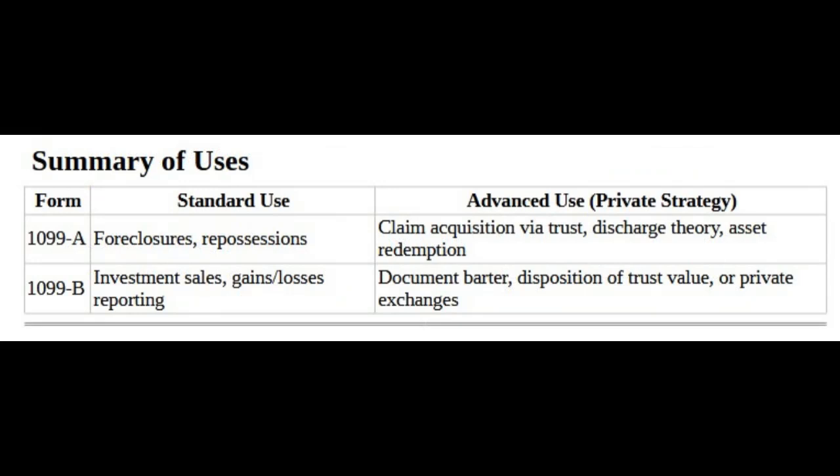Summary of uses. Form, standard use, advanced use, private strategy. 1099-A: foreclosures, repossessions; claim acquisition via trust, discharge theory, asset redemption. 1099-B: investment sales, gains/losses reporting; document barter, disposition of trust value, or private exchanges.